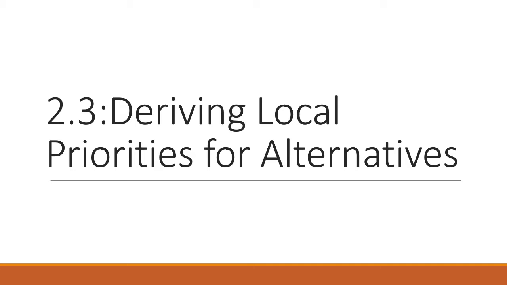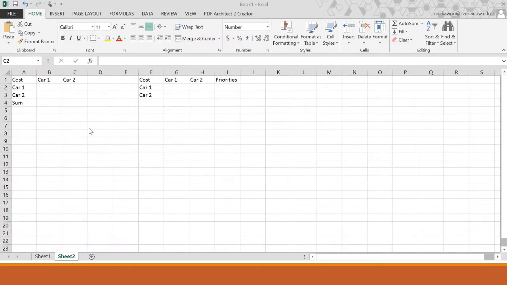Since we have two alternatives and three criteria, this means we will have three comparison matrices, one for cost, one for comfort, and one for safety. With respect to the cost criterion, which alternative is preferable, car 1 or car 2? For this example, let's assume that we prefer very strongly car 1 over car 2.